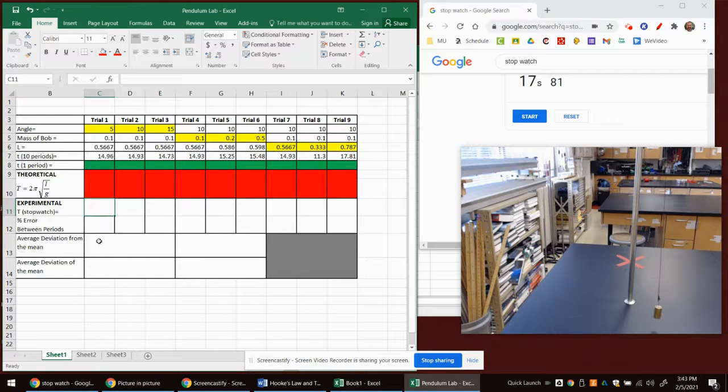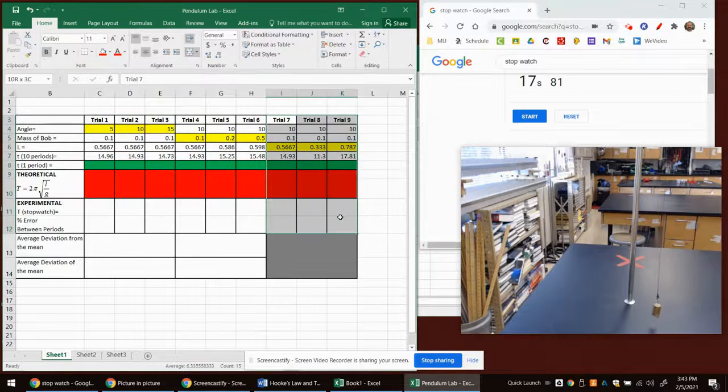as well as calculating the average deviations for both of the sets of trials. So you'll take a look at this set of trials here and compare your experimental periods using average deviation of the mean, and see if there's a significant difference. Do the same with trials 4, 5, and 6. See if there's a significant difference, and the answer should be no. The data is both accurate and precise, and there's no significant difference.